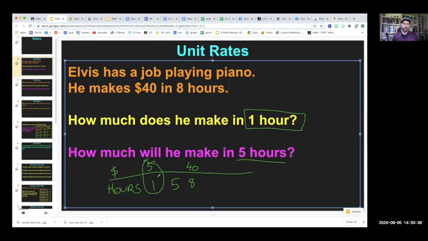So now, what do we do to the 1 to make it a 5? Well, we do times 5. And if I do times 5 there, that means I have to do it up here too. So 5 times 5 is 25. So that means now, in 5 hours, he will make $25. Got it? Cool. Let's try another one.